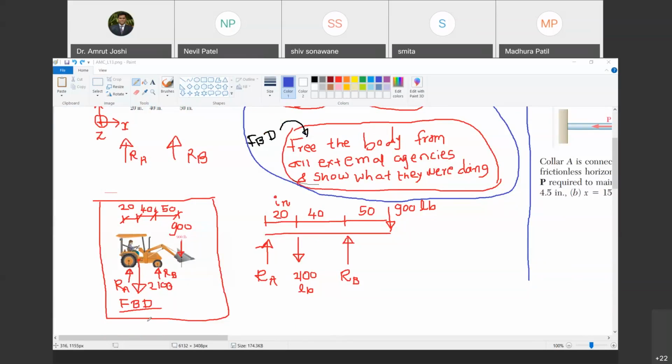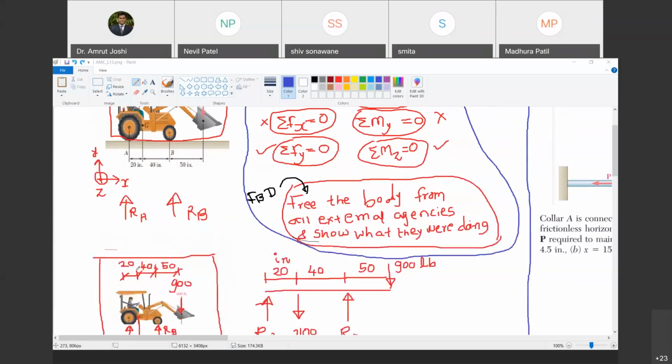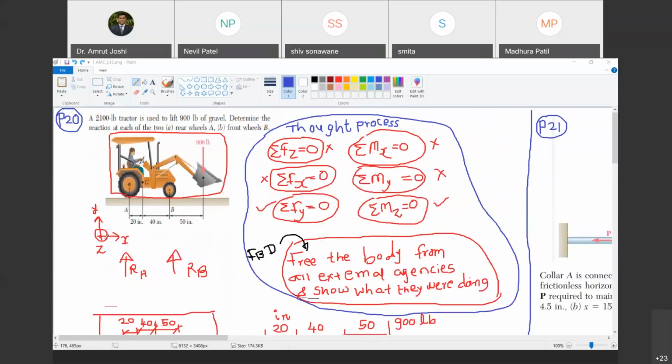We freed the body from all external agencies and we showed what the external agencies are doing. Now somebody may argue, why did I show RA and RB upward? I have shown it intuitively. You may choose to show it downward, no issues. Later on, you will get a negative sign after analysis. The negative sign will then indicate the originally assumed sense of RA is incorrect. Are you with me, Madhura? Yes, sir.